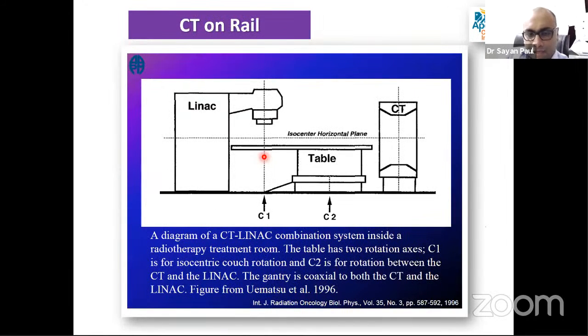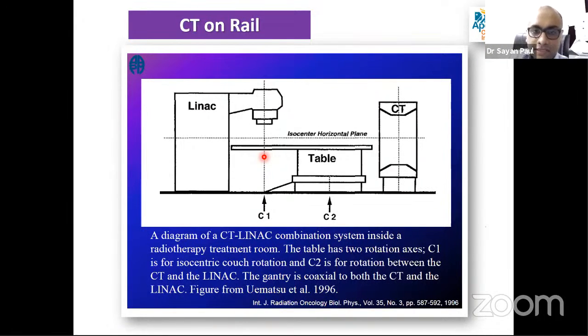Then people thought that you were planning on a CT scan, a three-dimensional image, and while delivering the treatment, you were matching a two-dimensional image. So the best matching will be a three-dimensional image with a three-dimensional image. So how can you get a three-dimensional image or a CT scan data set during treatment delivery? The easiest way is to put a CT scan machine inside the treatment console. That's called CT on rail.